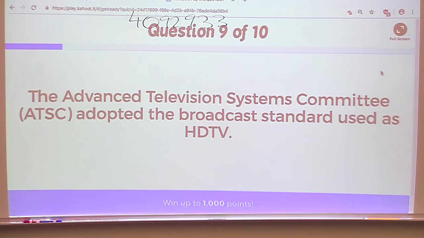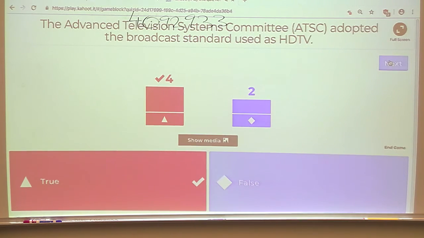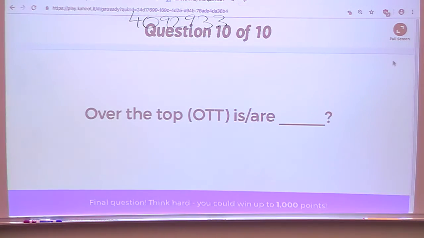All right, the Advanced Television Systems Committee, ATSC, adopted the broadcast standard used as HDTV. True or false? Moving ourselves along. Good, it is true. So in 2009, all televisions became HD televisions. That means high definition televisions using the ATSC standard. Prior to that, it was called NTSC. This is what happened. Okay.